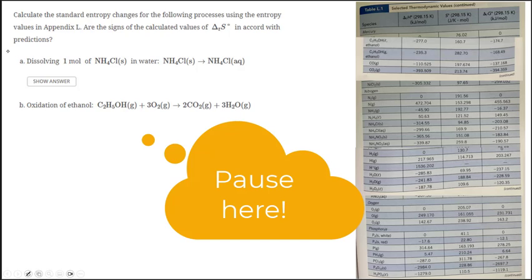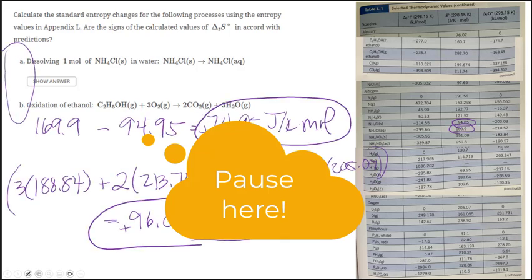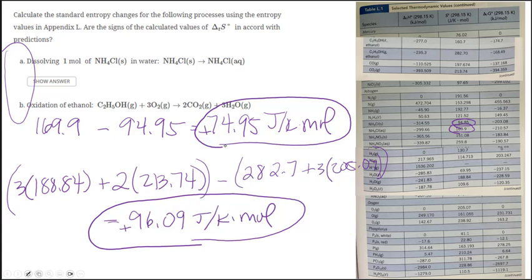Here's our last example. Pause the video here and try to solve for A and B. Let's check both of these. I got positive values for both of them. Positive 74.95 joules per Kelvin mole and positive 96.09. If I look at this, I went from a solid to an aqueous solution. I became more disorganized, therefore it's a positive value.